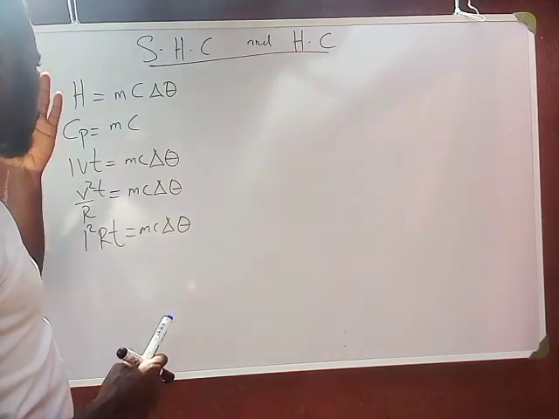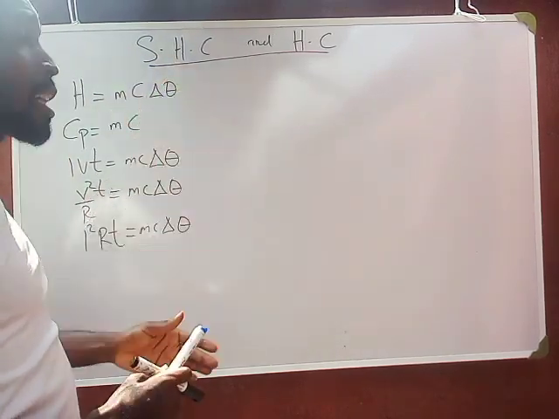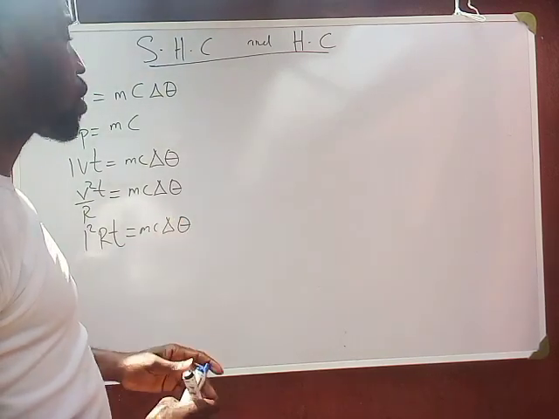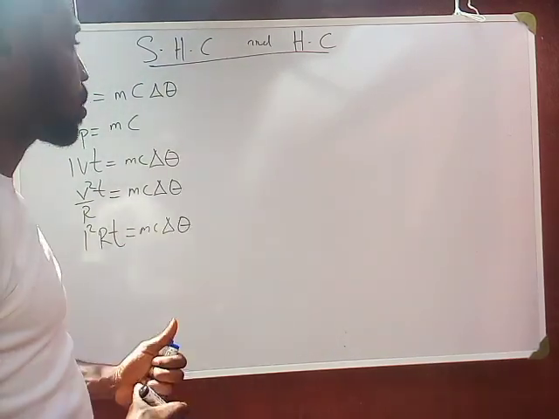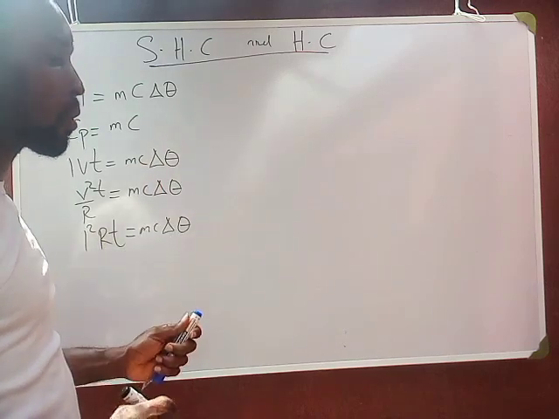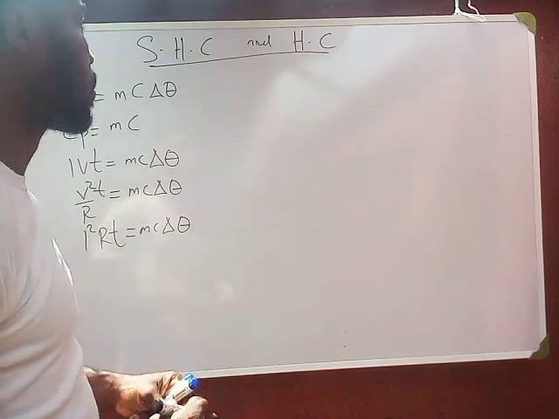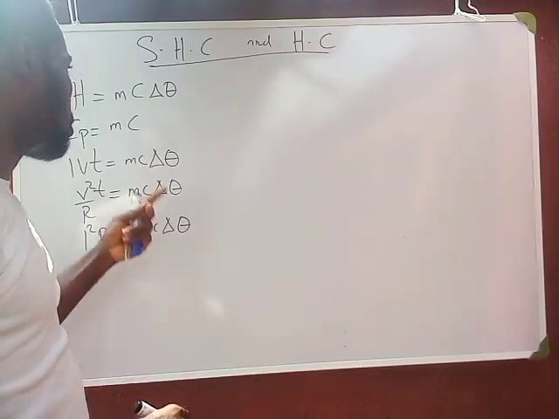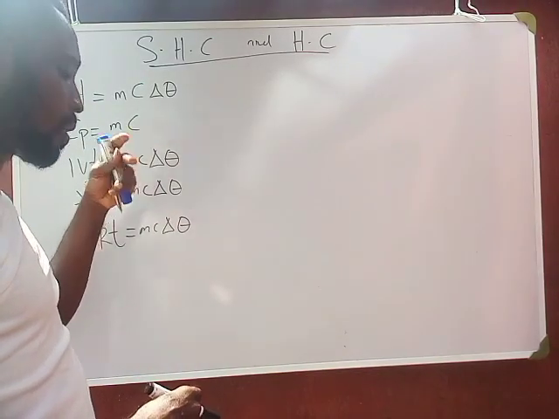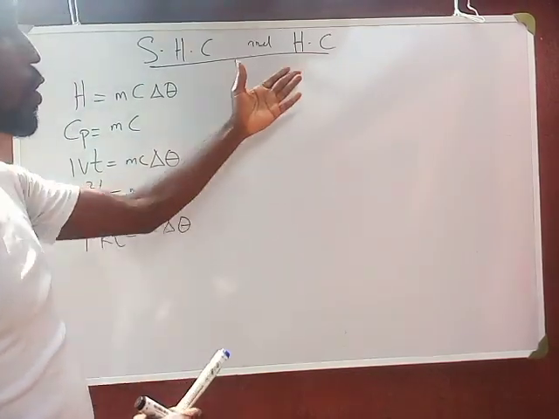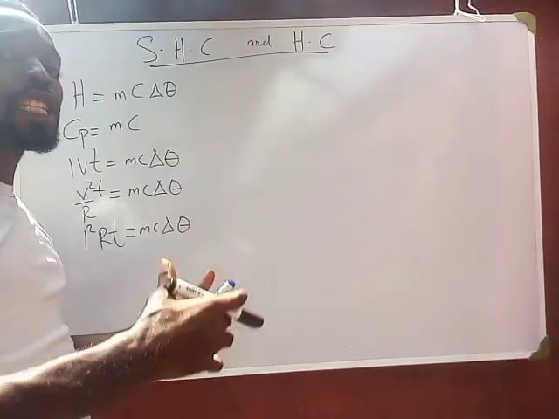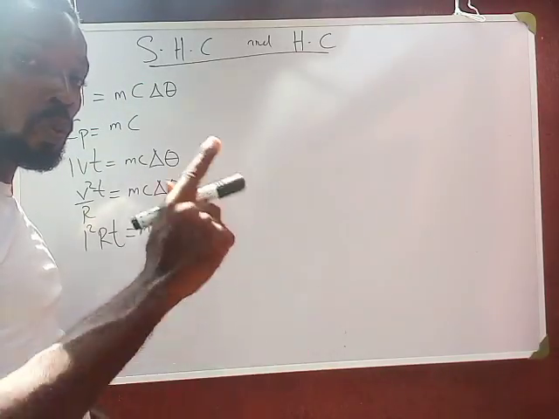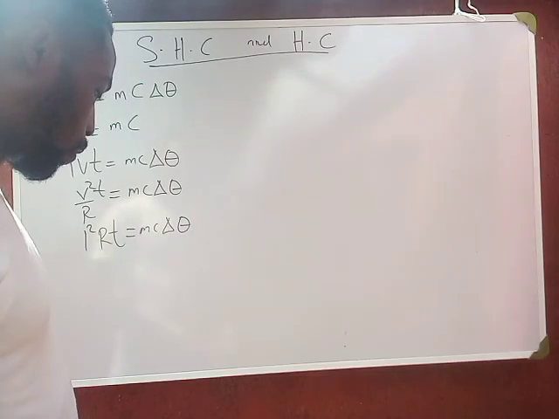Please, I'll define specific heat capacity as the quantity of heat required to change a unit mass by 1 Kelvin or 1 degree Celsius. And heat capacity is a product of mass and specific heat capacity. This is the quantity of heat needed to change the whole mass of the body by 1 Kelvin.